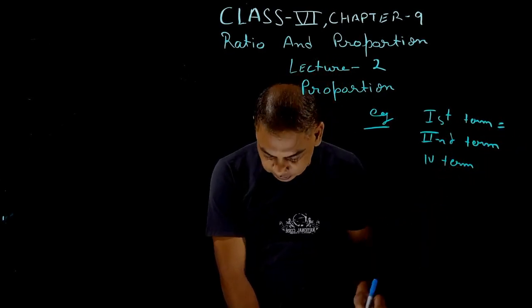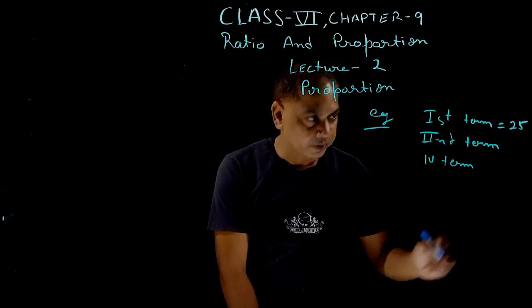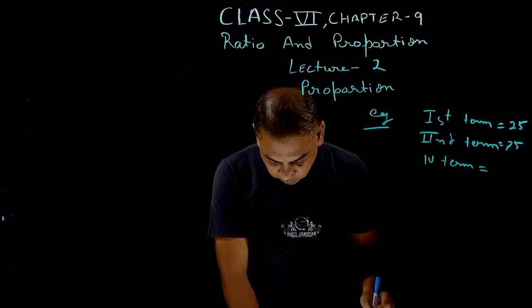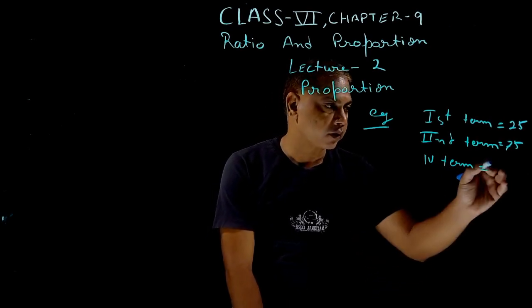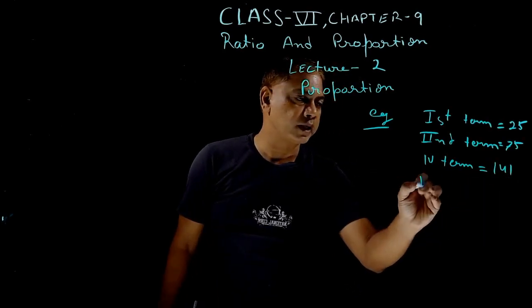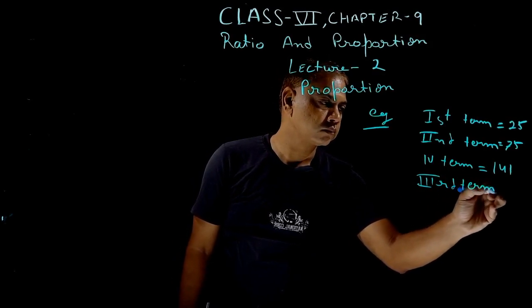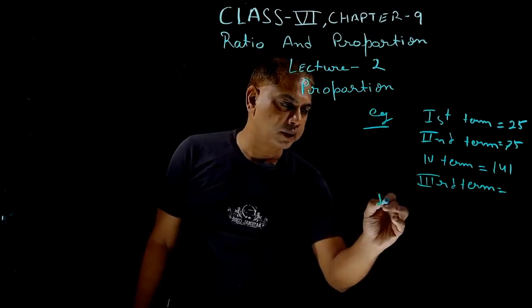Okay, the first term is 25, the second term is 75, the third is missing, and the fourth term is 141. You have to find out the third term. Okay, now what you will do, let the third term be x.